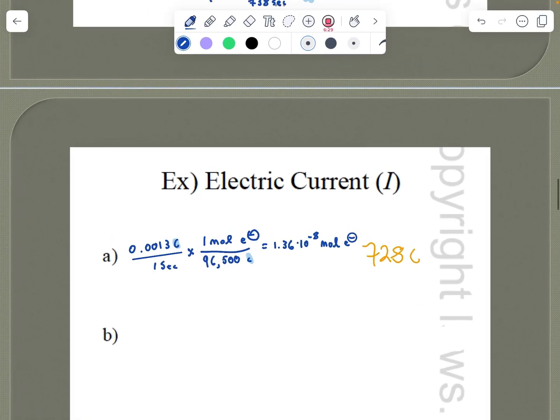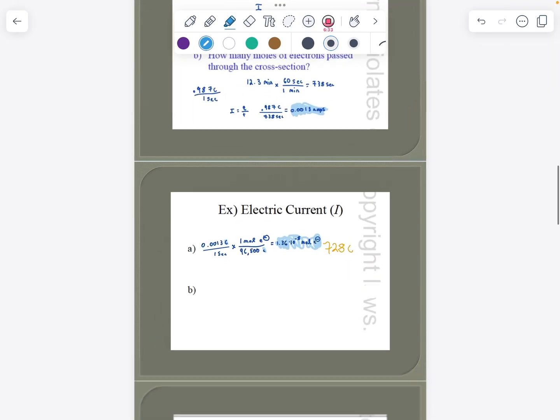Yeah, so that is our answer for B. I wrote B down here, so that's fine.